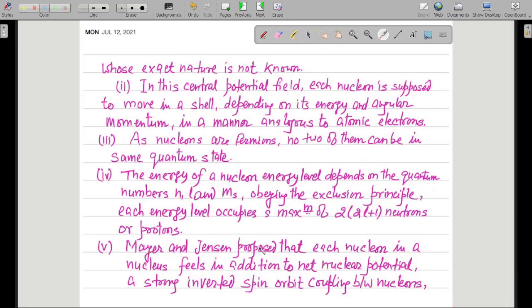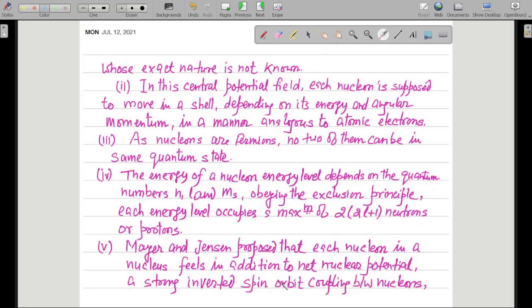Mayer and Jensen proposed that each nucleon in a nucleus feels, in addition to the net nuclear potential, a strong inverted spin orbit coupling between nucleons. The nucleons in the nucleus no doubt feel the nuclear potential because of the nuclear force. In addition to that, they also feel a strong inverted spin orbit coupling.